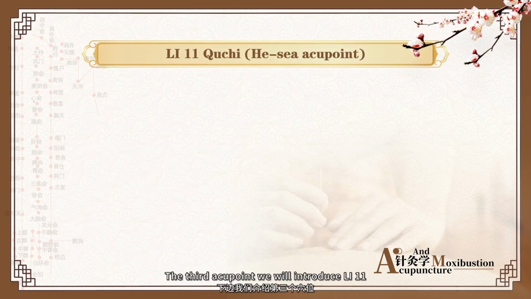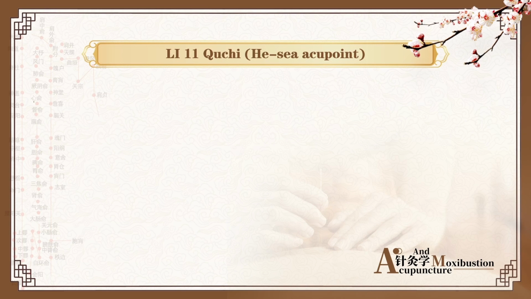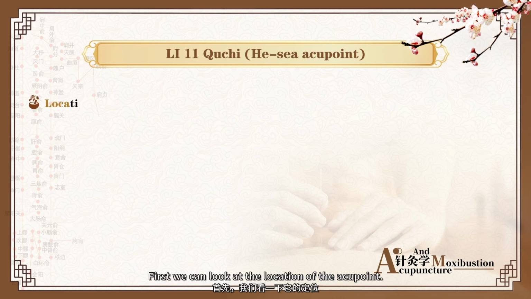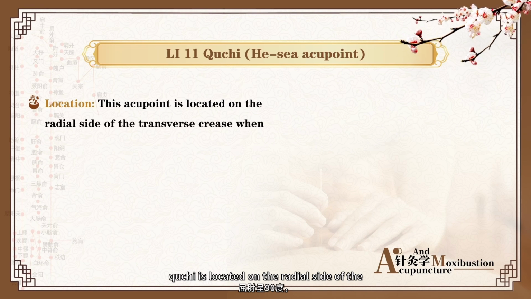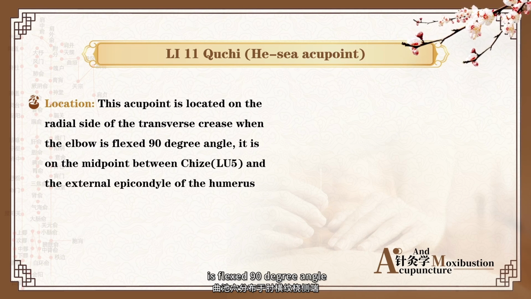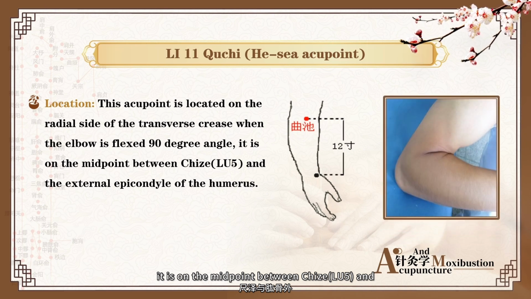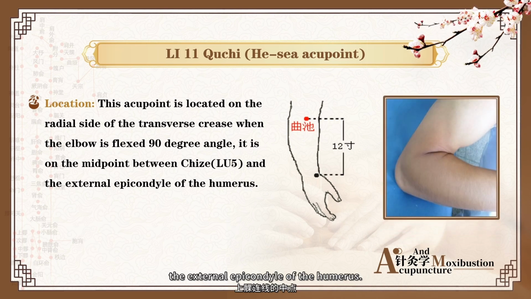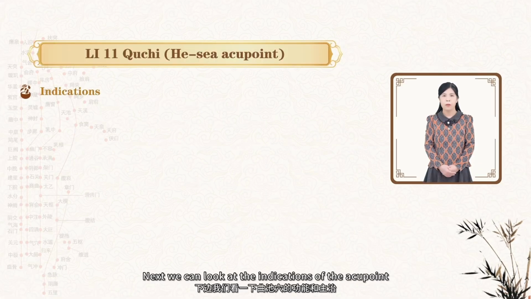The third acupoint we will introduce is large intestine 11. The Chinese name is Quchi. First, we can look at the location of the acupoint. Quchi is located on the radial side of the transverse crease when the elbow is flexed at a 90-degree angle. It is on the midpoint between Chize, Lung 5, and the external epicondyle of the humerus. Next, we can look at the indications of the acupoint.